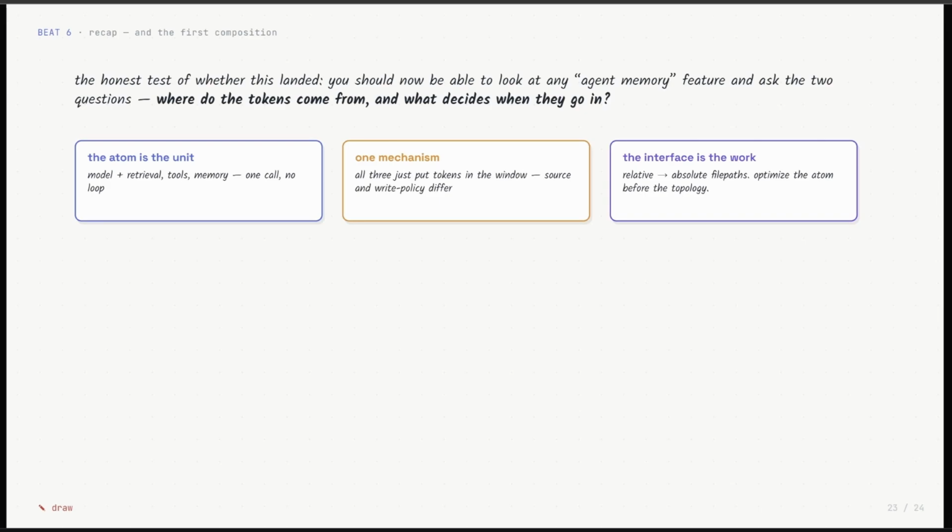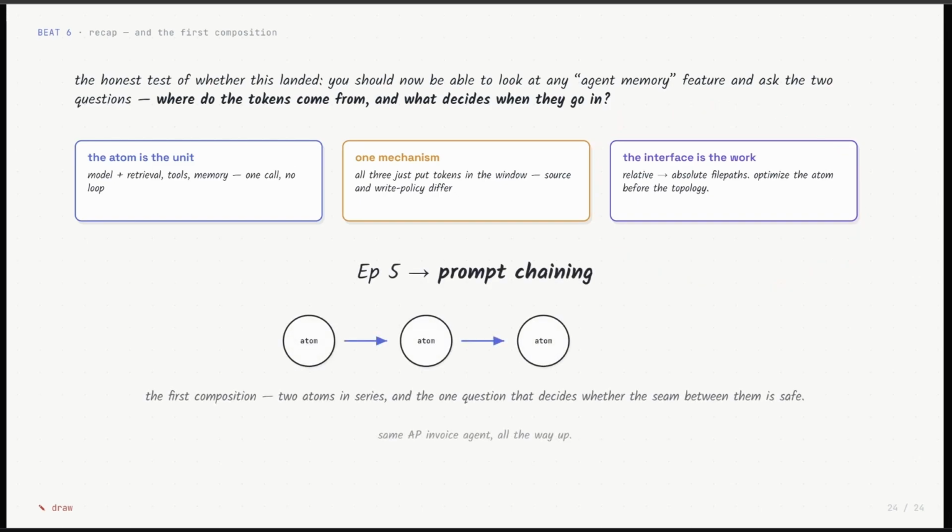And then 3 things to keep in mind. The atom is the unit: model plus retrieval plus tools plus memory. You have 1 call and no loop. So this is the atom of your architecture. All 3 augmentations are 1 mechanism, tokens into the window, differing only by source and write policy. And the interface is the real engineering. So we spoke about this example when they went from relative to absolute file paths. It netted better results than a model upgrade, which is very, very interesting. Let's say it that way.